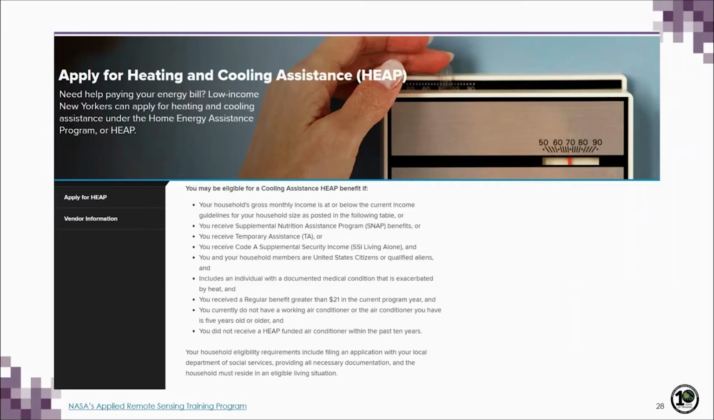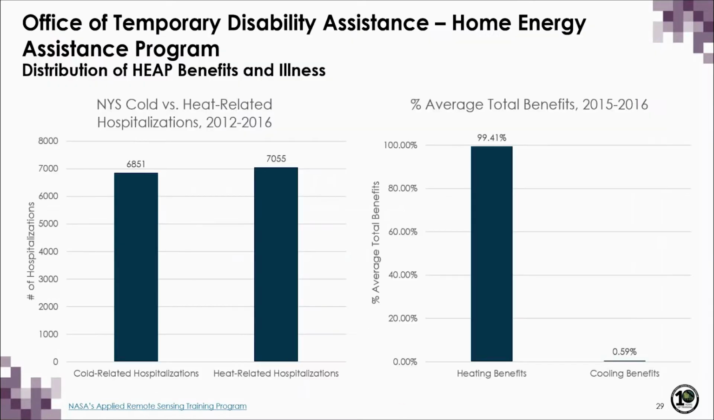All right. Another avenue where we've been able to inform some of our policy or programs using this research has been the New York State Home Energy Assistance Program. This is a program for low-income residents who may have a demonstrated medical need for a cooling device in their home. So these are our eligibility criteria.